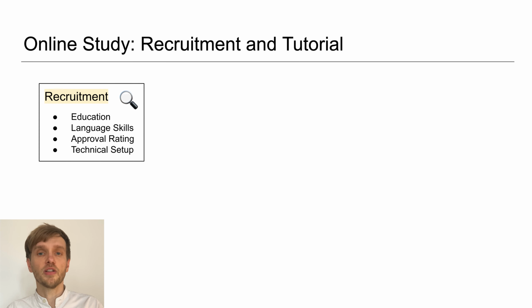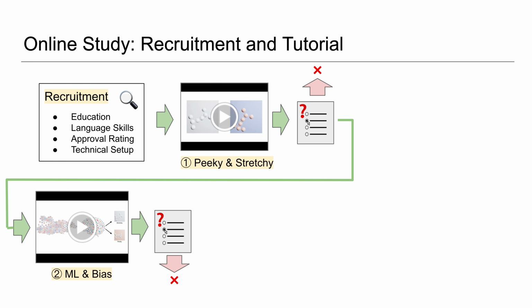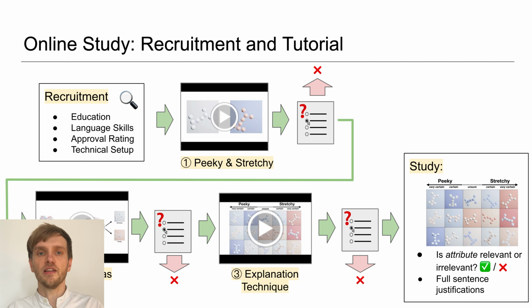For our study, participants were recruited on the Prolific platform using strict selection criteria. They were shown a video about Peaky and Stretchy and had to complete a multiple choice test assessing their understanding. If failed twice, they were excluded from the study. Similarly, they were shown videos and multiple choice tests about machine learning and biases and their assigned explanation technique. In the main part of the study, they then used this technique to assess the relevance of each of the 5 possible attributes as either relevant or irrelevant, and wrote a short, full-sentence justification for their answer.